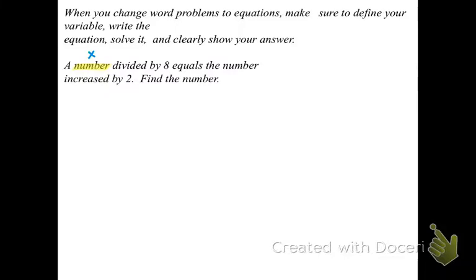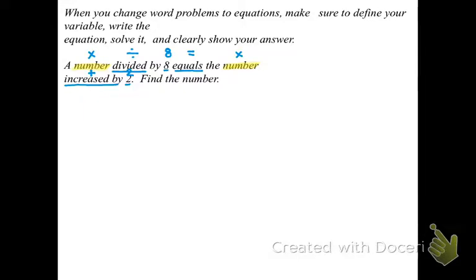All right, then we have divided by. So we're going to have division, and it's divided by 8. Okay. Then we have equals, which of course is an equal sign. We have the number again, which we define as x, and it's increased by 2. When we increase by 2, we are adding, and then we have this number 2. We need to find the number.